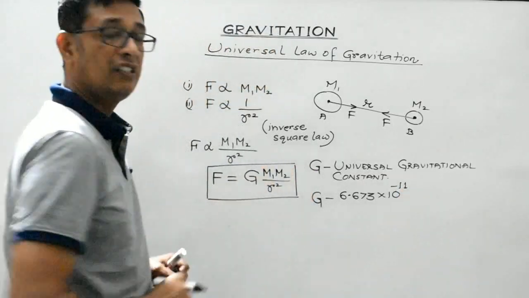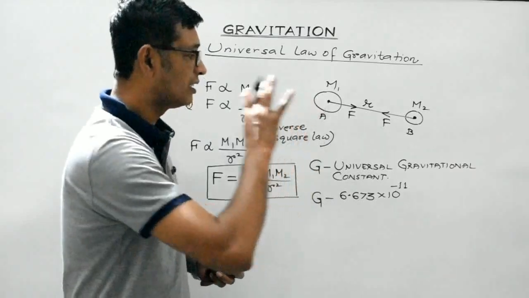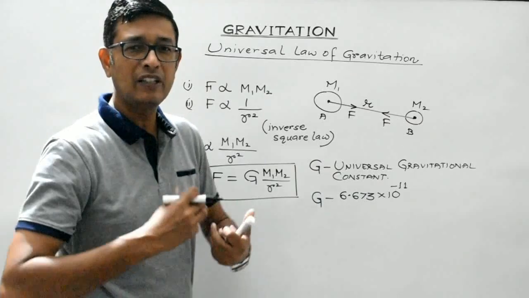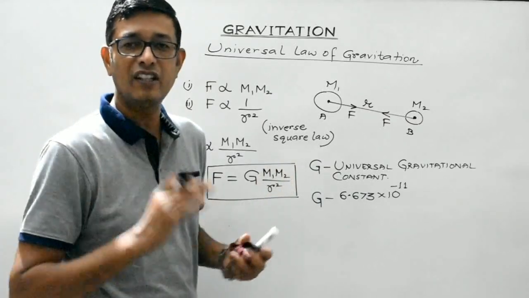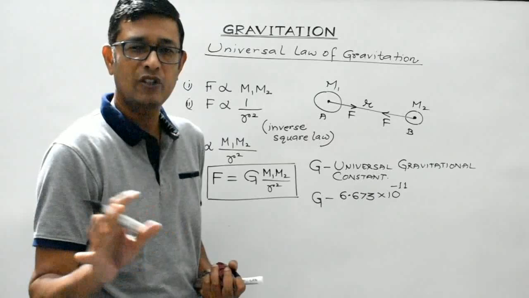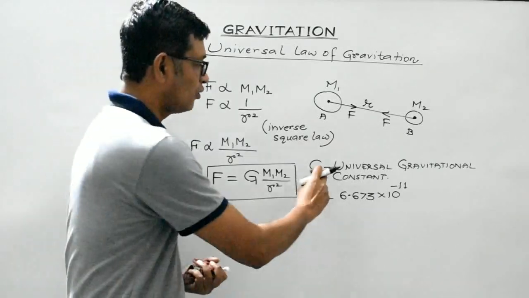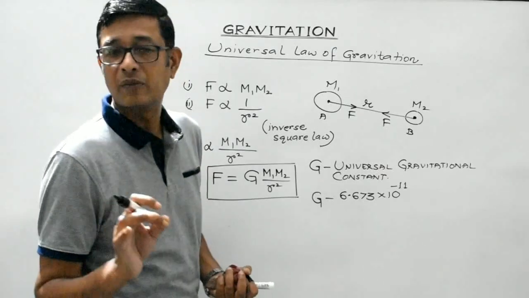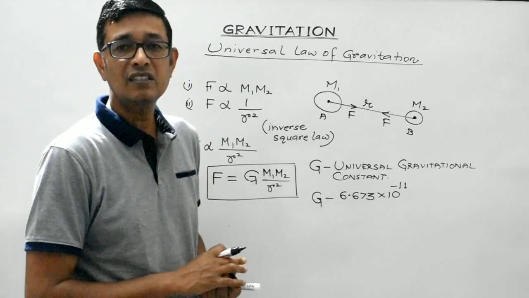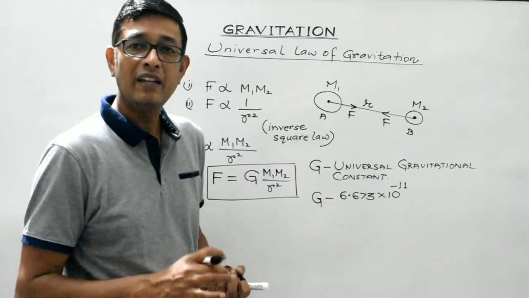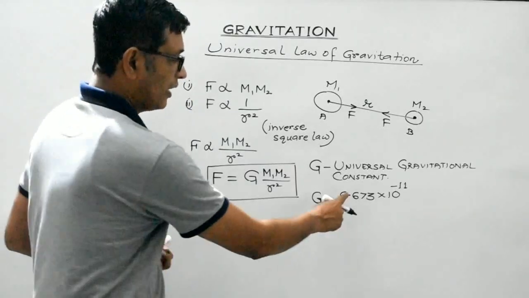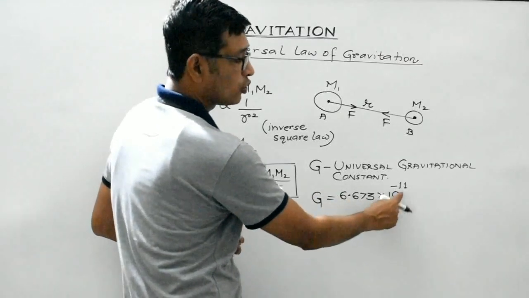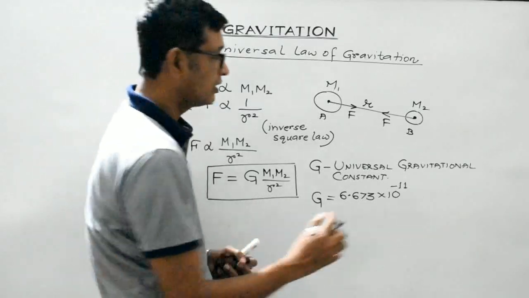Again, repeat: G is a constant. It is the universal gravitational constant. Why universal? Because the value of this capital G remains constant everywhere, anywhere in the universe. It won't change. It will always remain constant. That is the reason why it is known as the universal constant. Right? And its value was determined by a very sensitive balance by Henry Cavendish, and its value is found to be 6.673 into 10 raised to minus 11. Now, what about its units?